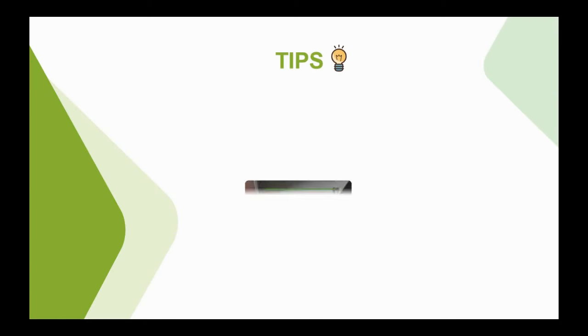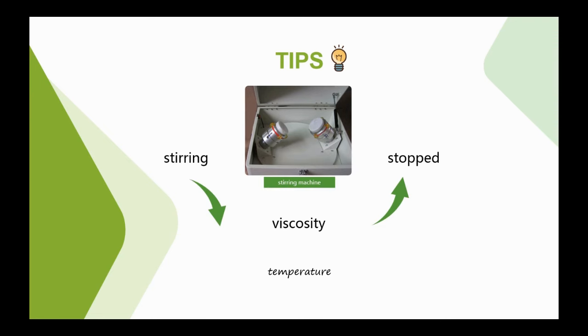Tips: the viscosity of the solder paste will change with stirring of the solder paste, and the viscosity will decrease when stirring. When stirring is stopped, the viscosity will return to its original state. This is important for how to choose different viscosities. The solder paste plays a very important role. In addition, the viscosity of the solder paste has a great relationship with temperature. Under normal conditions, its viscosity will gradually decrease with the increase of temperature.